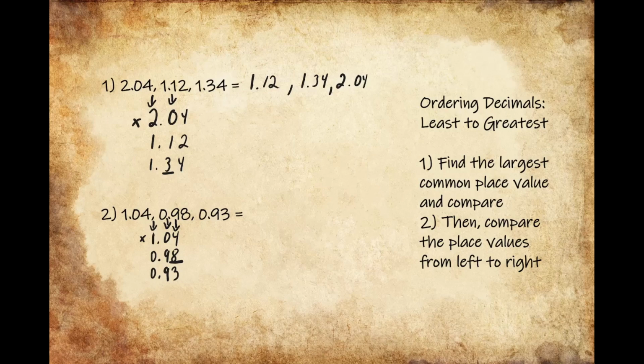So now that we've figured this out, we can go ahead and rewrite these decimals from least to greatest. And we can see here that our lowest decimal is 93 hundredths. Next, we have 98 hundredths. And lastly, we have 1 and 4 hundredths.